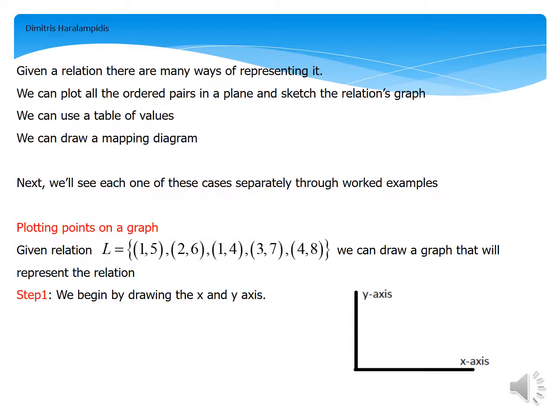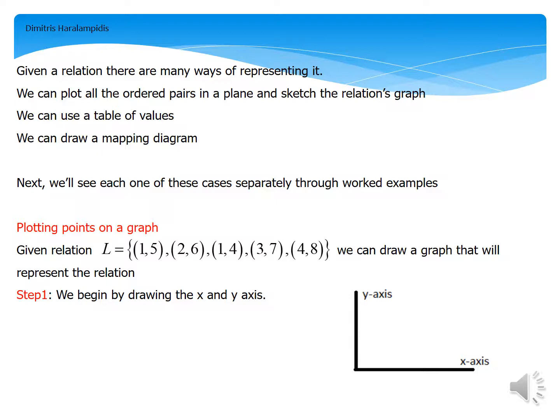We can, for example, plot all the ordered pairs in a plane and sketch the relation's graph. Or we can use a table of values, or finally we can draw a mapping diagram. Next, we'll see each one of these cases separately through worked examples. We'll start by plotting points on a graph. Given relation L, we can draw a graph that will represent this relation.